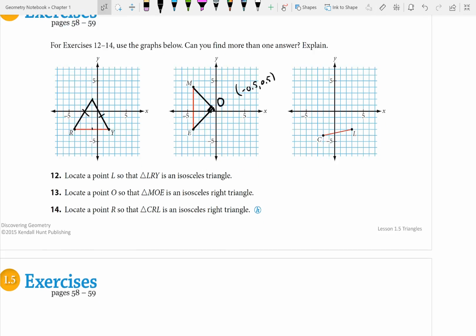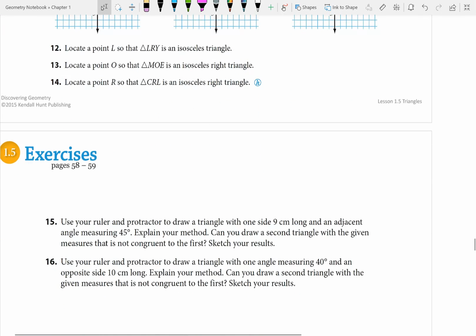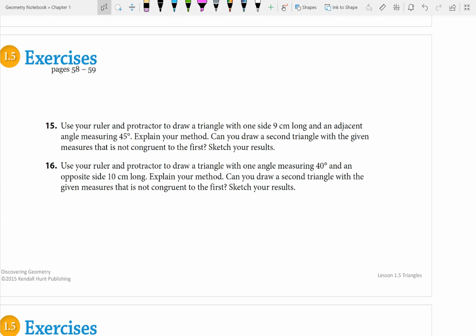And 15. Use your ruler and protractor to draw a triangle with one side 9 centimeters long and an adjacent angle measuring 45 degrees. Explain your method. Can you draw a second triangle with the given measures that is not congruent to the first? Sketch your results. Okay, so draw a triangle with one side 9 centimeters long.